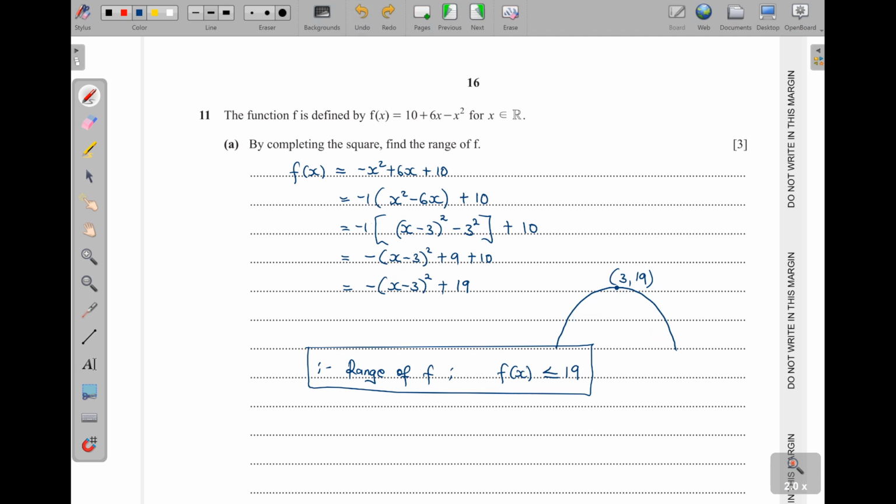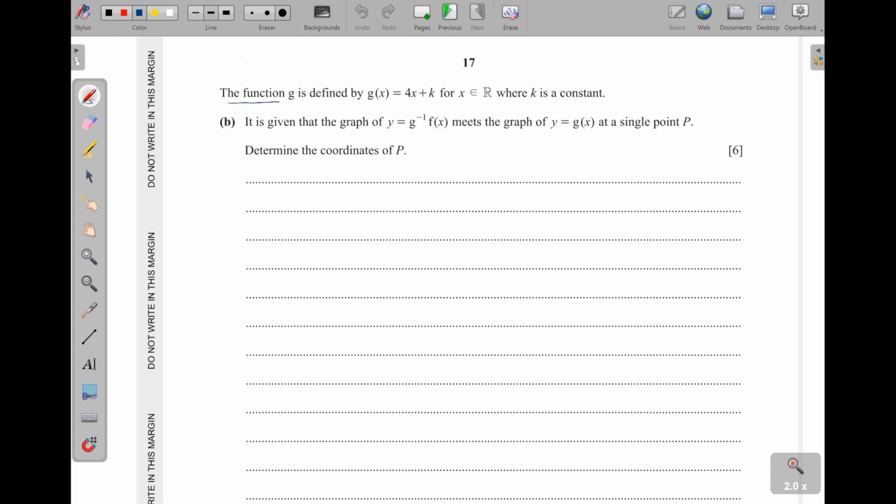So that is that. Then lastly, the function g is defined by g of x equals 4x plus k, for x being real, where k is a constant. And here they are saying that part B, it is given that the graph of y equals g inverse of f of x meets the graph of y equals g of x at a single point P. Determine the coordinates of P. Now this is tangency, a single point, one point of intersection, that is tangency.